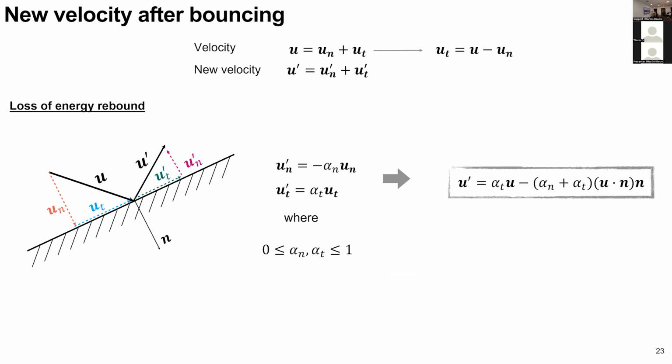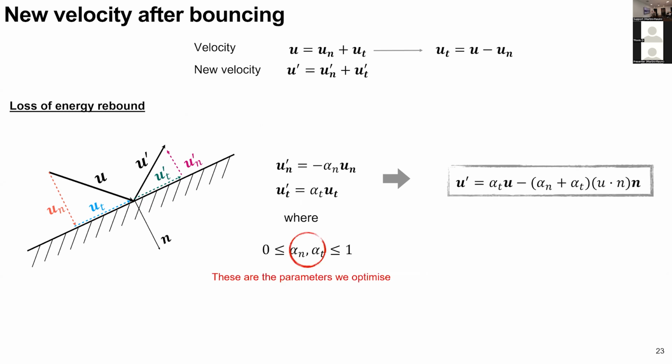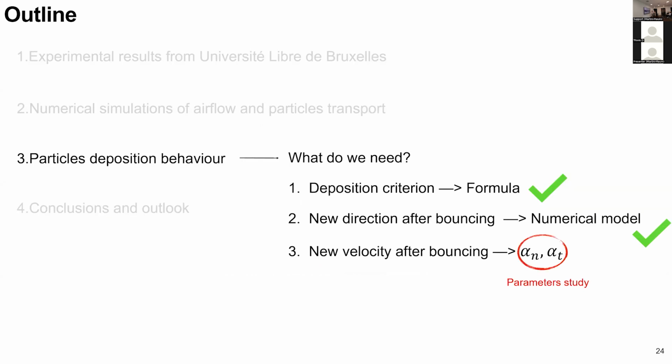If they're both 0, then we are in the deposit-on-touch condition, which means that the velocity after rebound is 0, so the particle deposits. If they're both equal to 1, we are in the perfectly elastic condition. So ideally these two parameters vary between 0 and 1, but what we want is to optimize these two parameters. This is what we're going to do, and it's our next step.